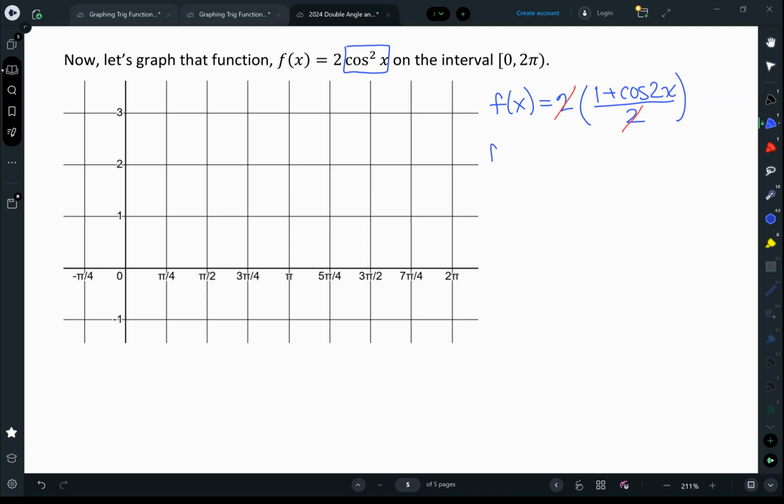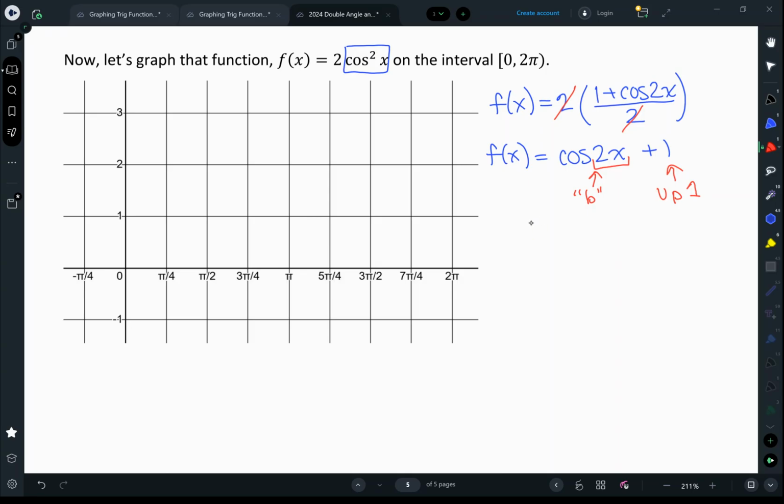And I'm going to rearrange this so that it's in the format that I know for my parent function. It's the cosine of 2x and then plus 1. And notice there are no parentheses around this. This plus 1 is outside. So the only thing that's inside with the cosine is the 2x. So this plus 1 is a vertical shift of up 1 unit. And this is your b value.